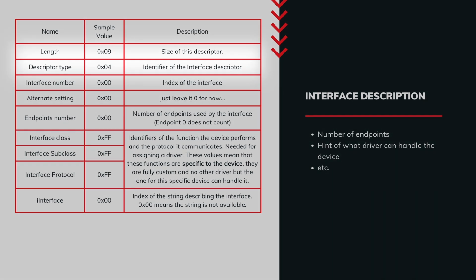Length is always 9 bytes, descriptor type is always 4, interface number and alternate setting are not important now, we leave them 0. We won't be using any endpoints except the mandatory endpoint 0, so number of endpoints can be set to 0. These values define what driver can run the device, and value of FF hex means it's fully custom device and only a fully custom driver must be used. We will write this driver later. The last field is related to a string descriptor. We'll leave it 0 as it's not used.